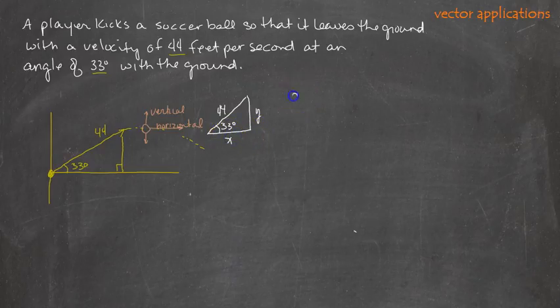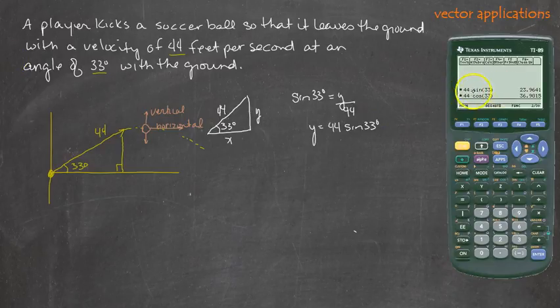So let's solve. We have that the sine of 33 degrees equals y divided by 44. So y equals 44 times the sine of 33 degrees. Get our calculator. And here we see that 44 times the sine of 33 equals 23.96. And similarly, x, or the horizontal component, would be 44 times the cosine of 33 degrees, and that's approximately 36.9.